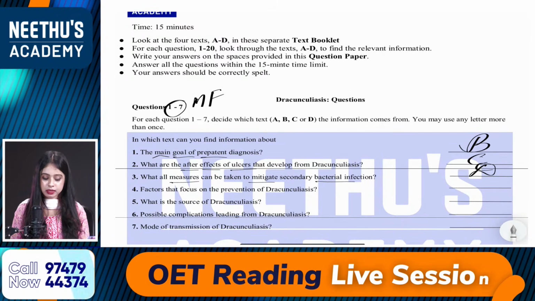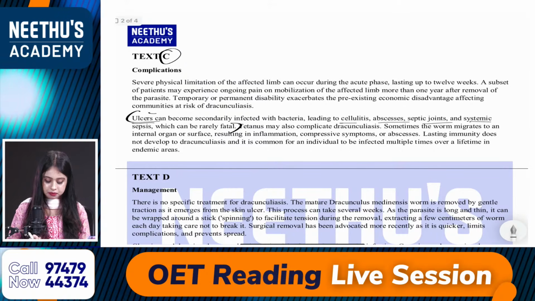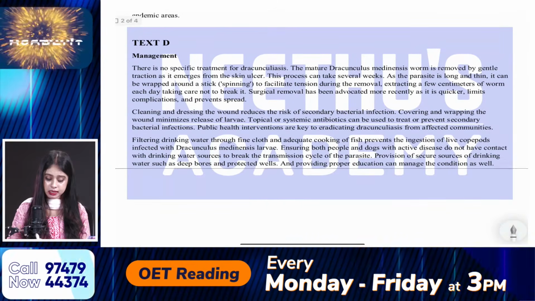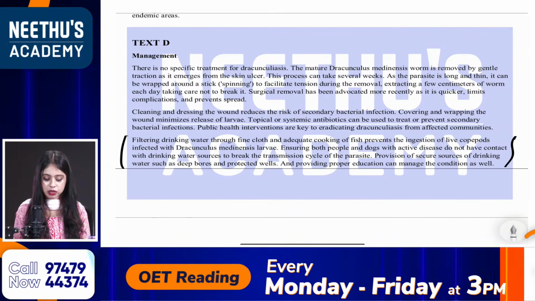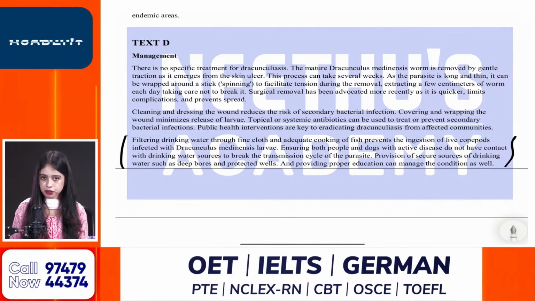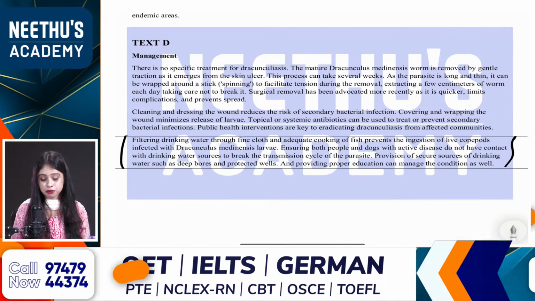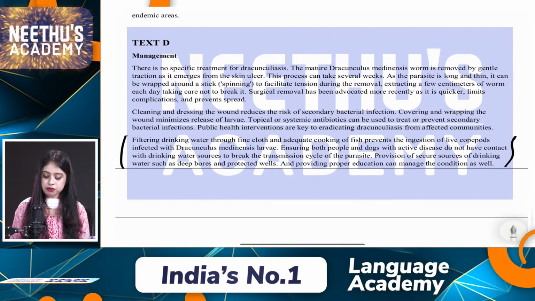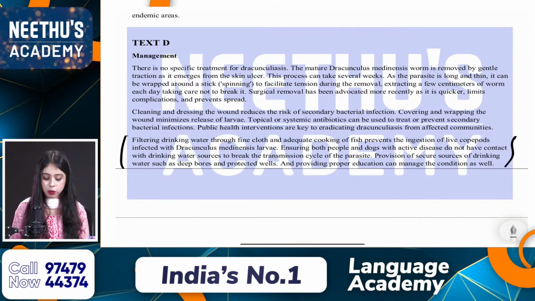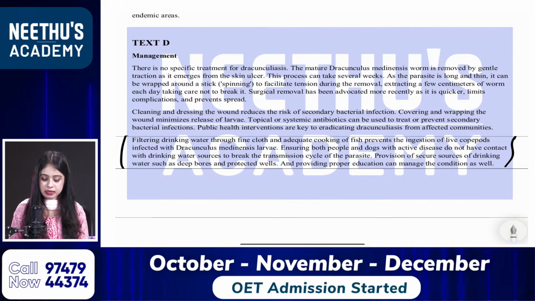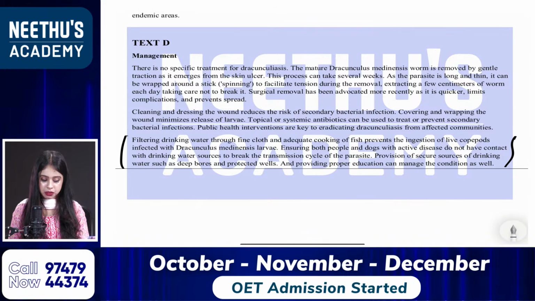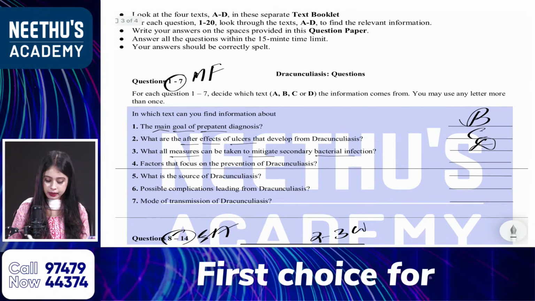Yeah, so the third question is from text D. And where is it mentioned in text D? See, especially in the last para, right? Okay, what are the measures? What can you do for that? So, filtering drinking water through fine cloth and adequate cooking of fish prevents the ingestion of live copepods infected with dracunculitis medinensis larvae. Okay, so that means the answer is in text D.